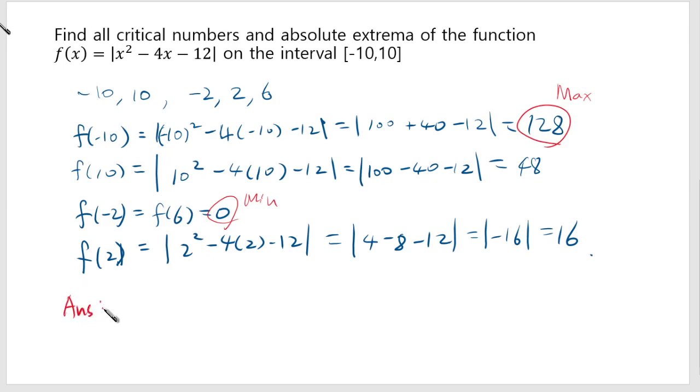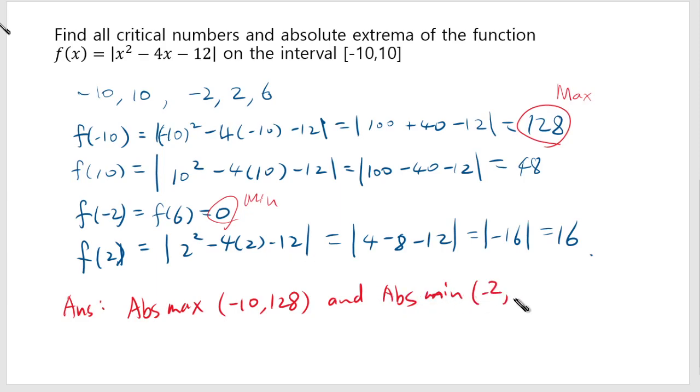And now we are ready to write the answer. The answer is that the absolute maximum is (-10, 128), and the absolute minimum would be, actually we have a tie, (-2, 0) and (6, 0), so we have to list both. So that can sometimes happen. You might have more than one absolute maximum or absolute minimum. Okay, (-2, 0) and (6, 0).